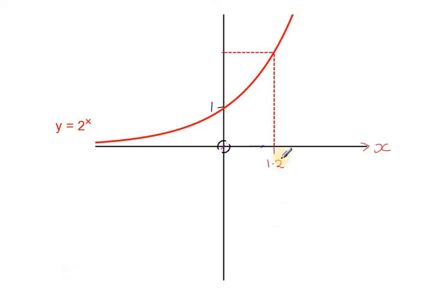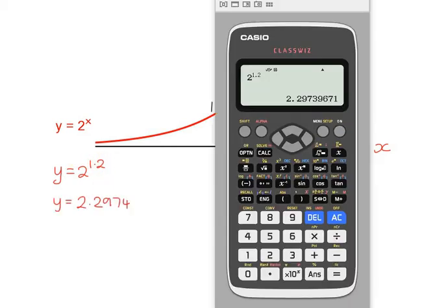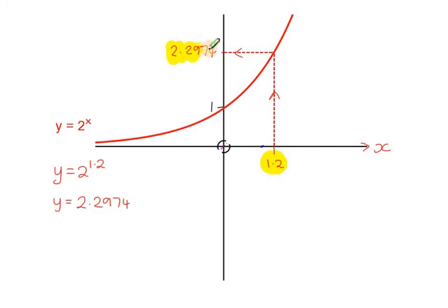So when x equals 1.2, then y is equal to 2 to the power of x, where x is 1.2. So y is equal to 2.2974 rounded. Now what if the y coordinate is given, but the x coordinate is unknown? So the y coordinate 2.2974 is equal to 2 to the power of x. What's the value of x?